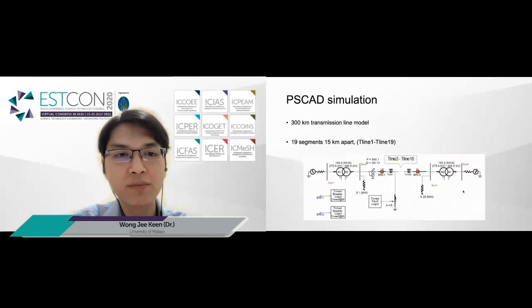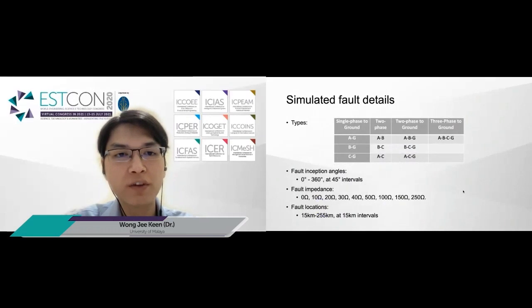So this is the simple model of the simulation. The simulated line is around 300 kilometers. It has 19 segments, which are 15 kilometers apart for each segment. The fault types that we simulated are single line to ground faults, two-phase faults, two-phase to ground faults, and three-phase to ground faults. So there are a total of 7 types of fault.